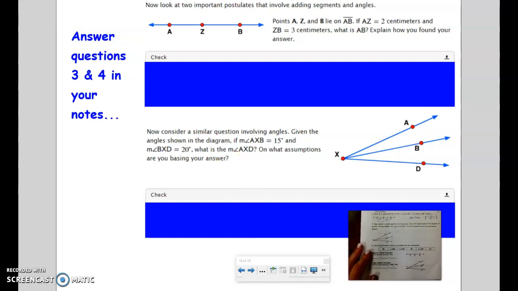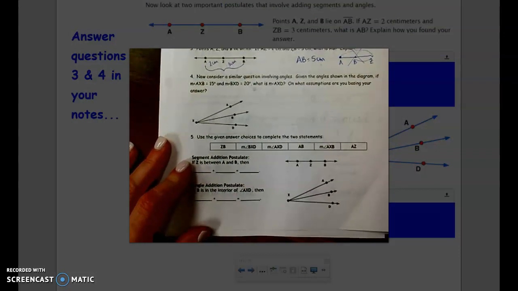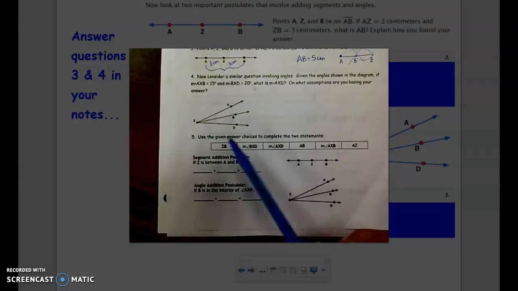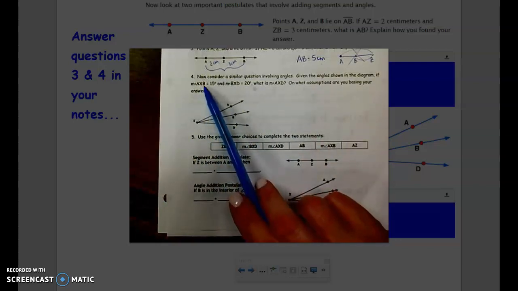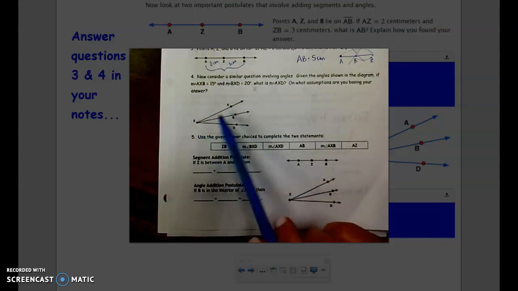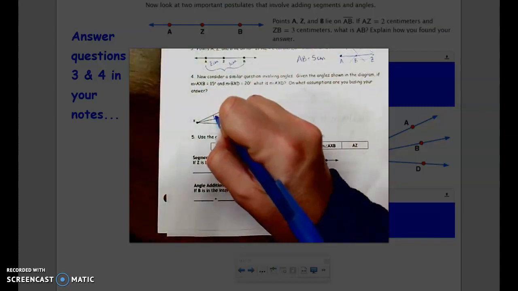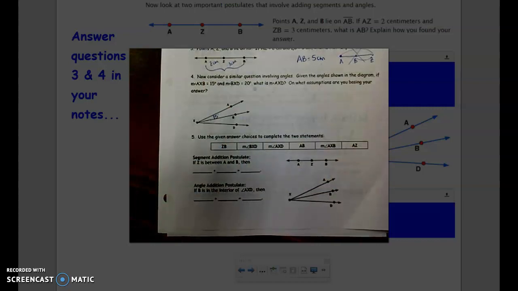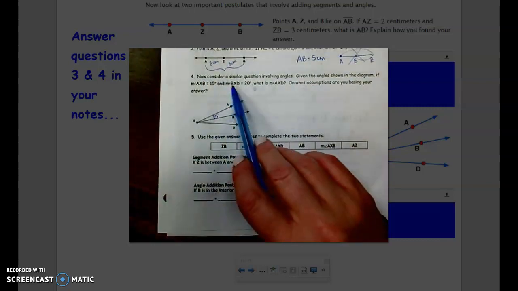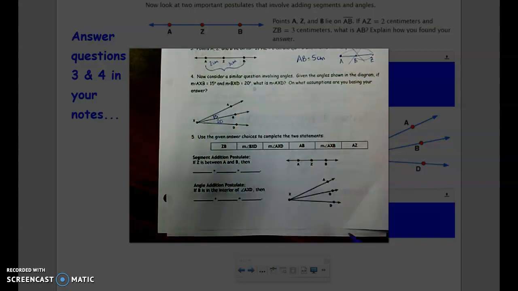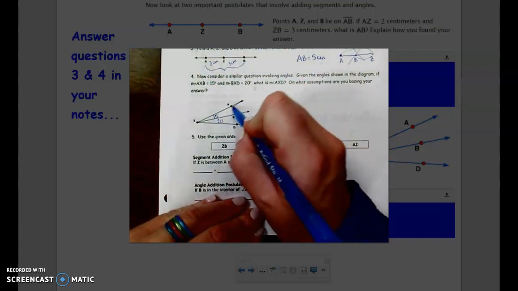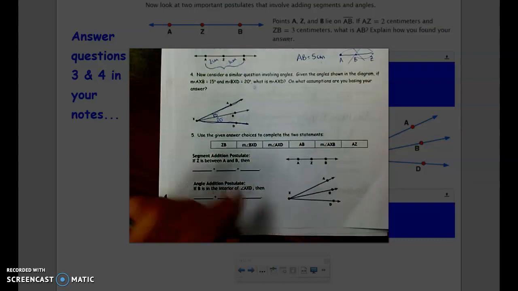All right, on number 4, I'll look at your notes here. A similar question, but it's dealing with angles this time. So given the angles as shown in the diagram, it says the measure of angle AXB is 15 degrees. AXB is this angle right here. I'll mark that as 15 degrees. BXD, the measure of it, is 20 degrees. We want to know, what is the measure of angle AXD? AXD is the big angle.